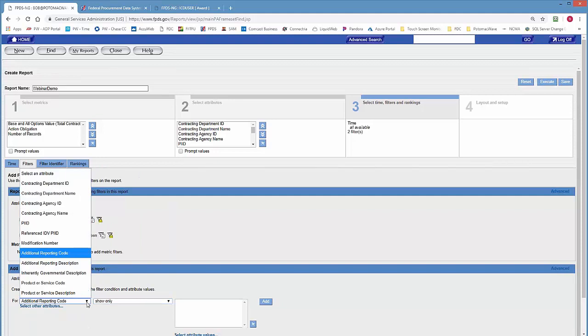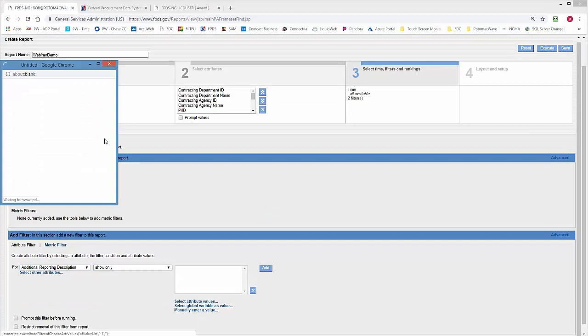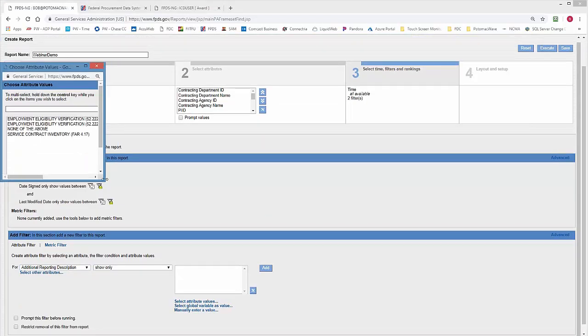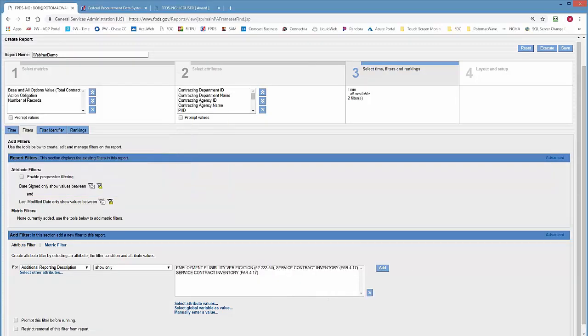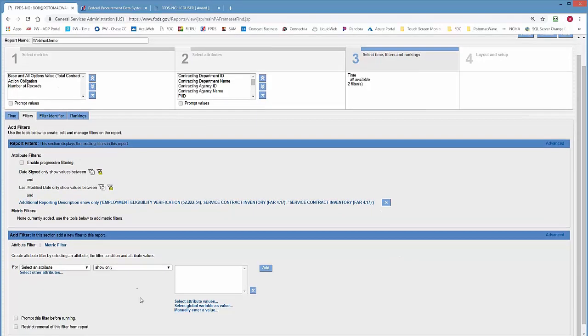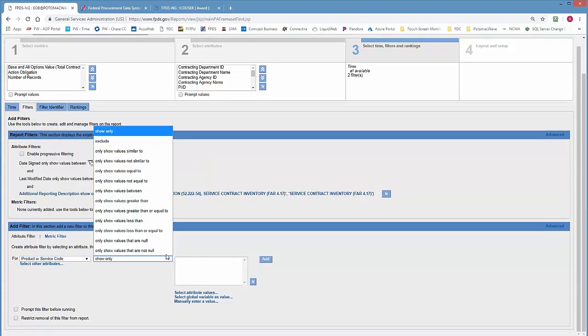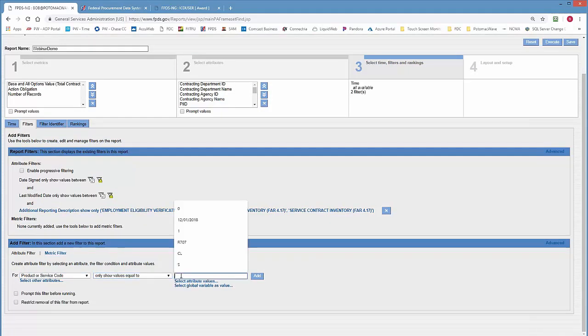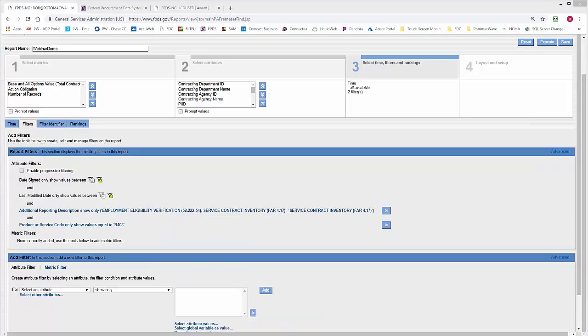Show only. I'd rather go with the description. Now let's see if I can select attribute values. And I can pick this one, and I can hold down the control key and do that. And let's go after a special interest function. Product or service code only show value is equal to R408. I'm going to save it.